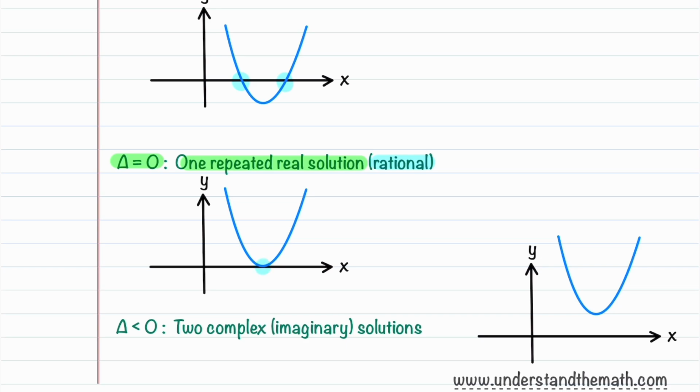And then lastly, if the discriminant is less than 0, you're going to get two complex or imaginary solutions. Because there are no real solutions, you can see in the graph on the right that our parabola never touches the x-axis. Let's now look at some examples.